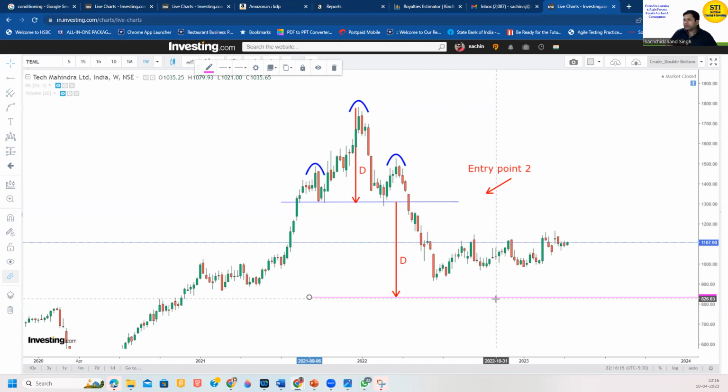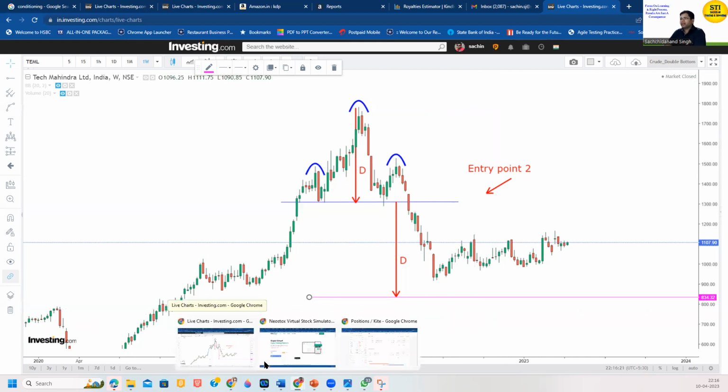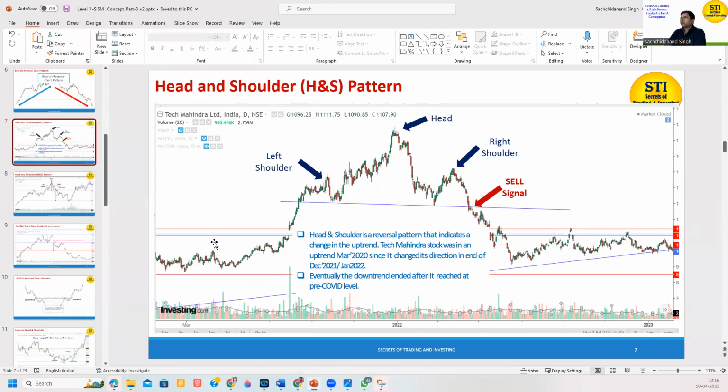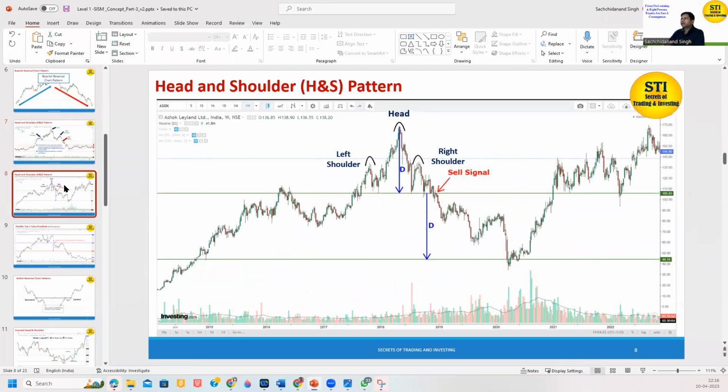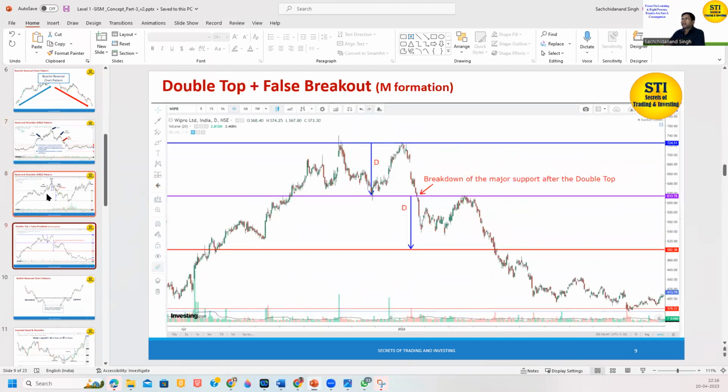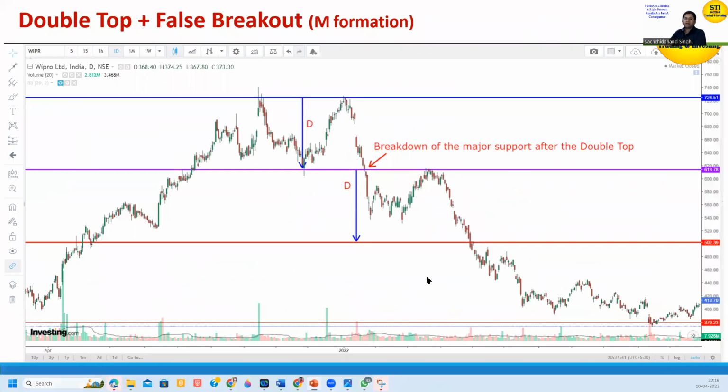Great, so I assume there is no question. If there is any further question, you can post it to the group and I will try responding. So we covered head and shoulder with a few examples. The next pattern is called a double top.